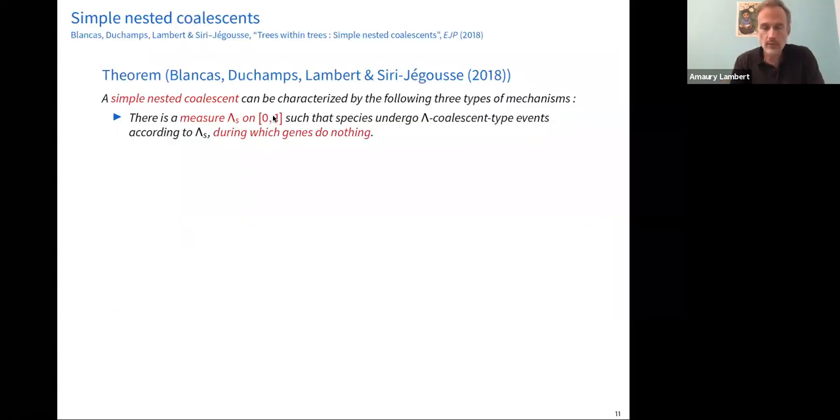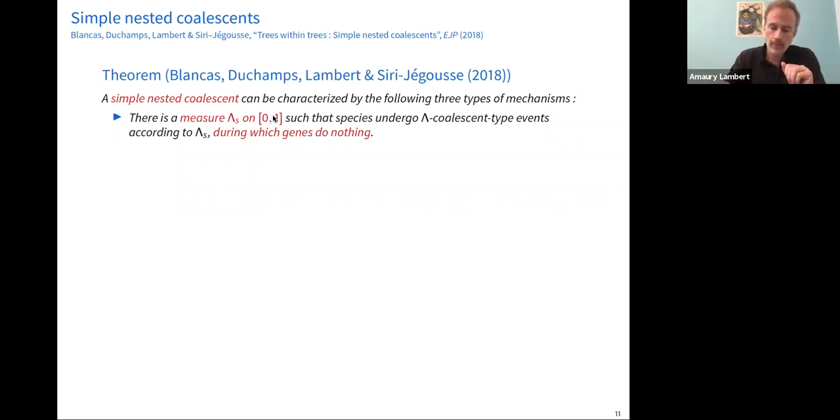So in the paper that is mentioned here, we have, among other things, characterized all simple nested coalescents by 3 types of mechanisms. The first type of mechanism is a lambda coalescent type for species during which genes do nothing.